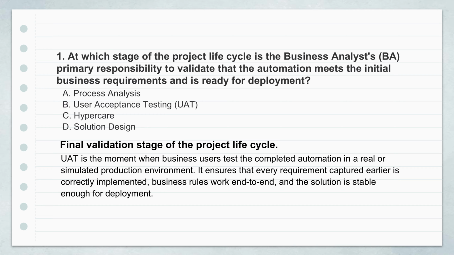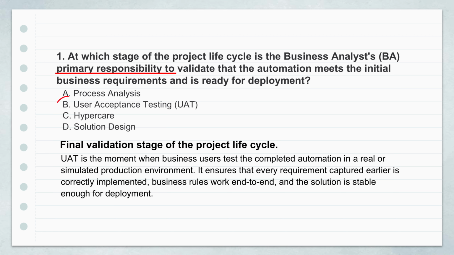So the developers say, right, code's done. The business analyst, the BA, steps back in for that crucial final sign-off. When you're getting ready for production, where does the BA's main responsibility really lie for making sure the automation actually delivers what the business needed? That absolutely falls under user acceptance testing, UAT.